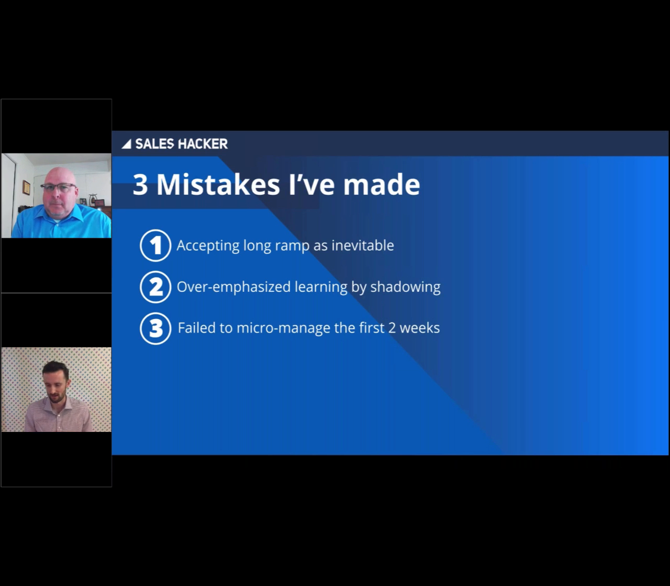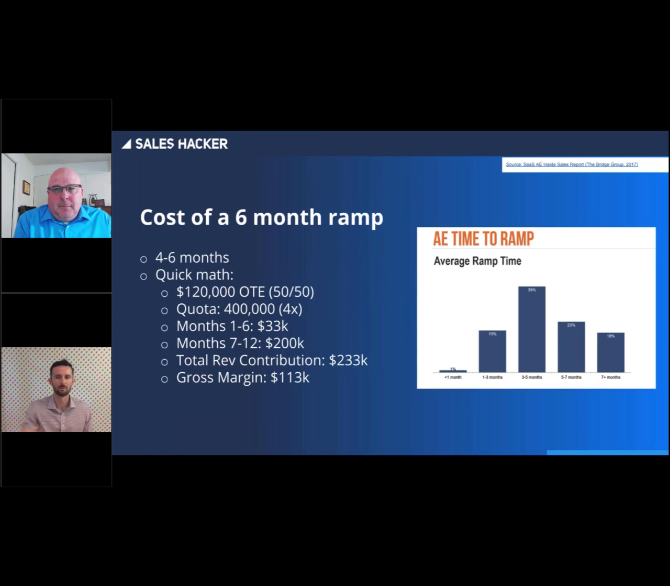If you haven't heard of them, check them out. They do some really good reports every year on the state of inside sales and give some really great industry benchmarks. Taking a look at that gives us a framework to think about: what are the average ramp times in today's modern inside sales workforce?